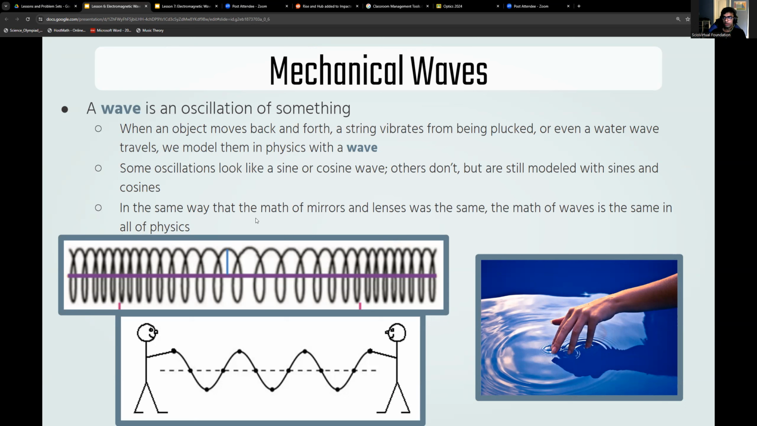In the same way that the math of mirrors and lenses is the same for most optical systems, the math of waves is universal to all of physics. That's our big partial differential equation, the wave equation, which is one of the most important equations in all of physics, I'd say.